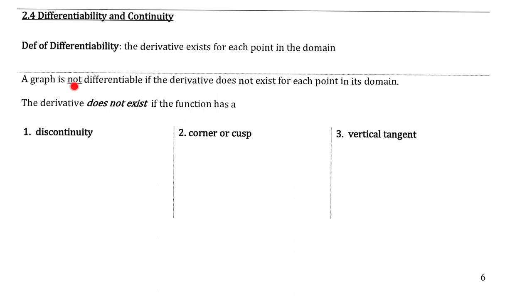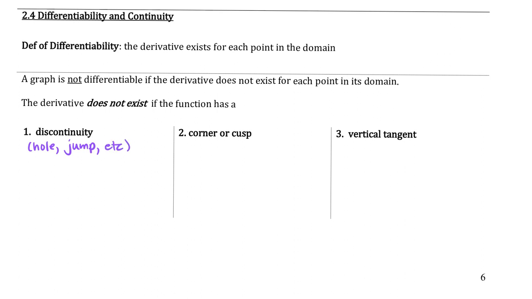Okay, a graph is not differentiable if the derivative does not exist for each point in its domain. So we're going to think about a graph and how you can tell from a graph if the function is differentiable or not. Okay, so the derivative does not exist if the function has, first, a discontinuity. A discontinuity could be a hole, a jump, or a vertical asymptote, etc.